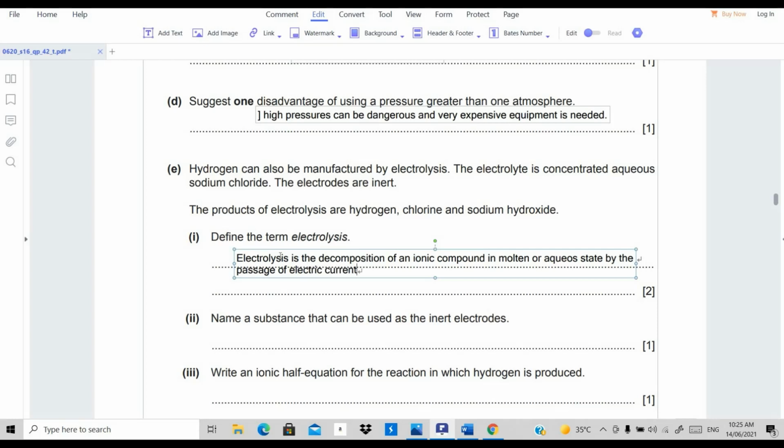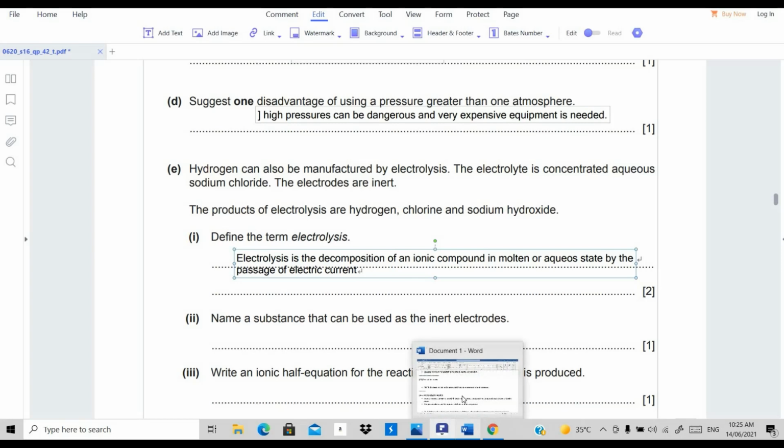Look how perfect this sentence is. So basically, you need to practice these types of questions so you can become an expert at writing these answers. Anyways, moving on to part two of this question. Name a substance that can be used as the inert electrodes.